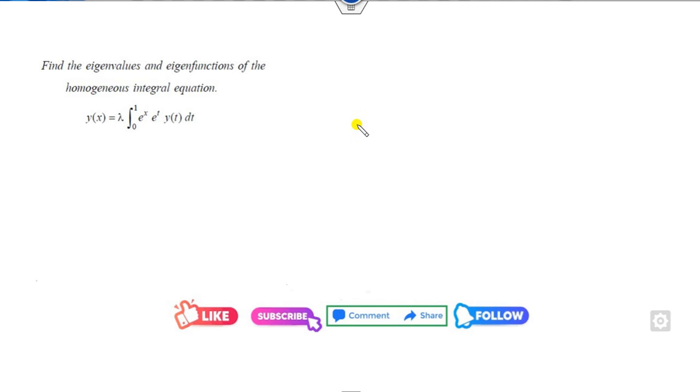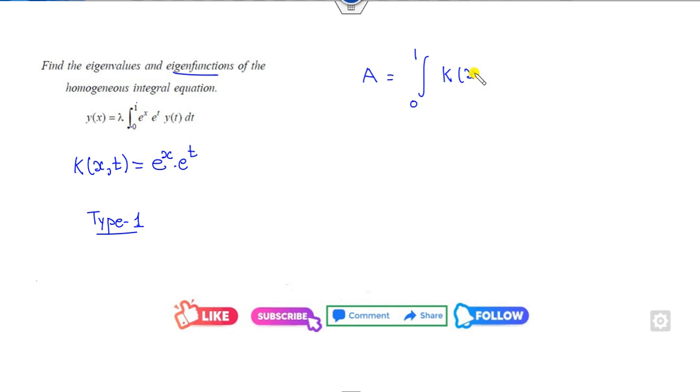So let's see how you can solve that. First of all, what is my kernel? K of x comma t is e of x, e of t. Clearly, this is my type 1. Then what is the eigenfunction? You have to write A, with limits from 0 to 1, of K of x comma x. So can you integrate it? What is K of x comma x? It is e of x, e of x.